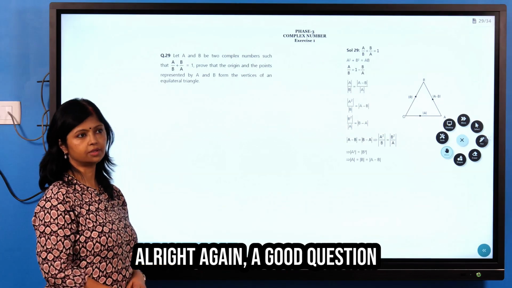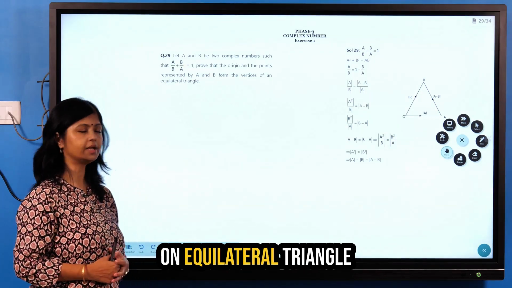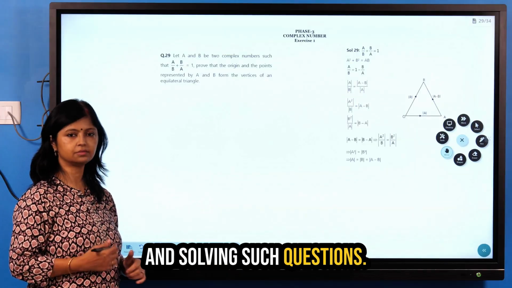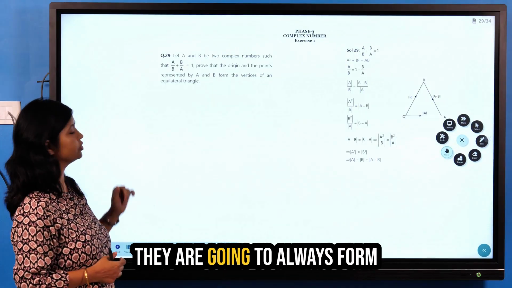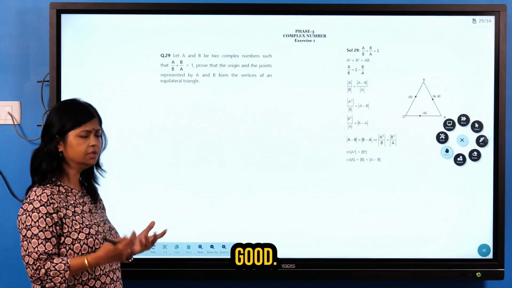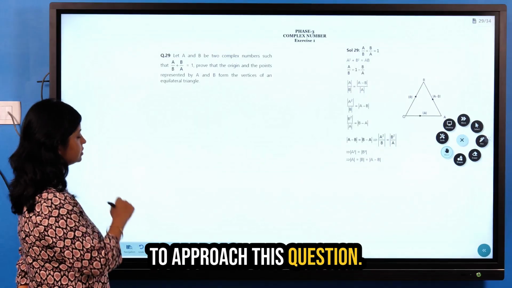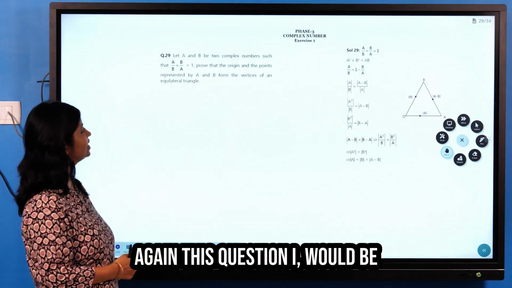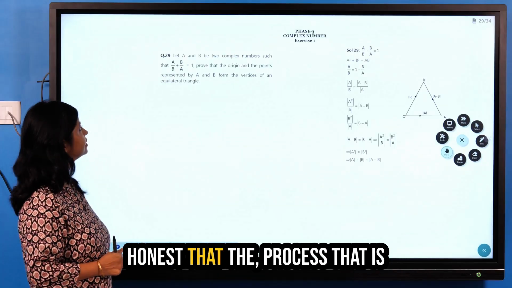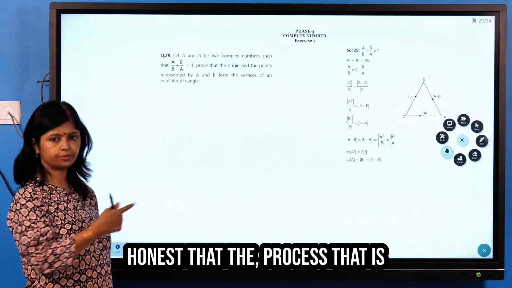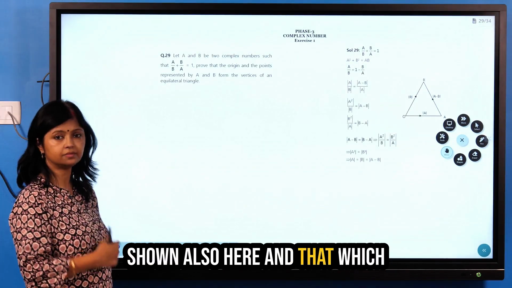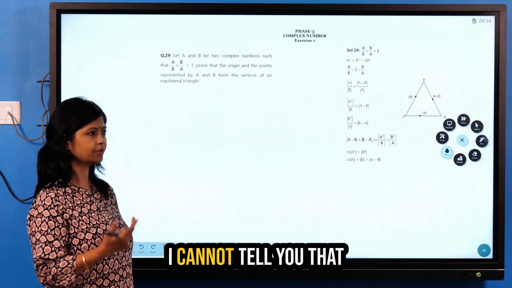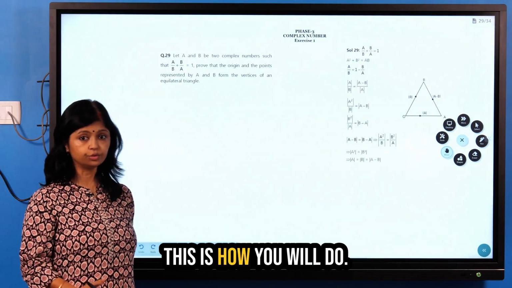All right. Again, a good question on equilateral triangles. In solving such questions, it helps if we are able to retain that they always form this kind of relationship. Otherwise, let's see how to approach this question. I would be honest that the process shown here, and which I'm going to use also, is something we have to develop into a kind of trick. I cannot tell you that this is how you will do it.